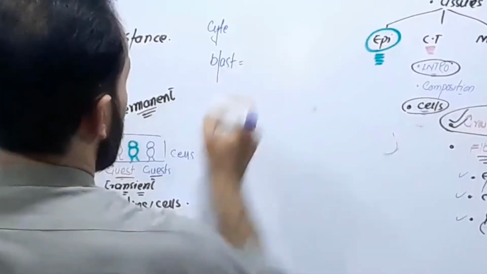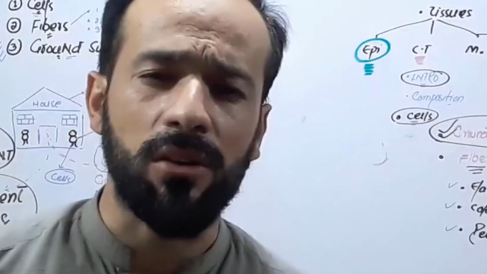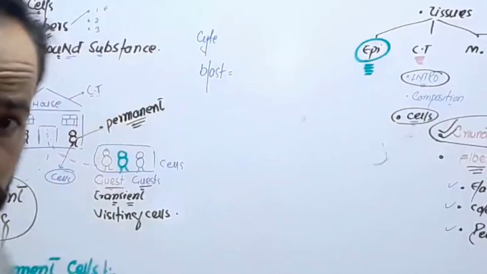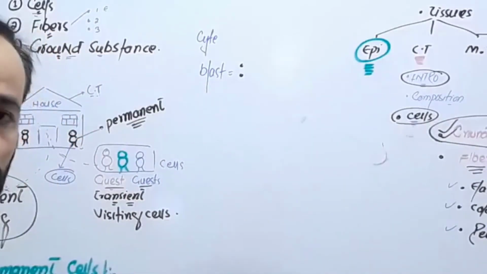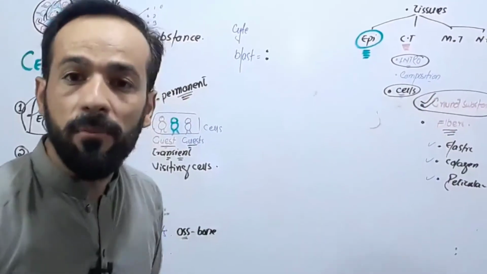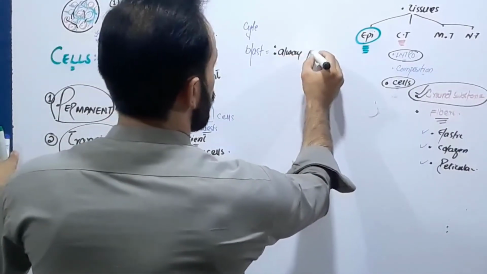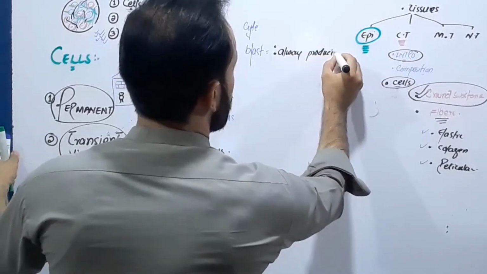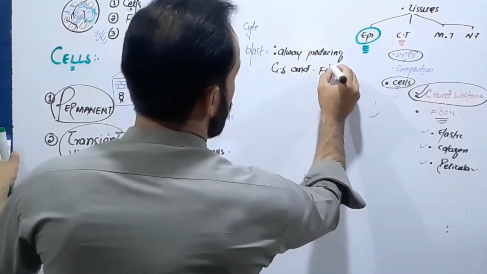Let me write here the difference between cyte and blast. That's so simple. Blasts are those cells which have the capability of producing lots of fibers and ground substance, right? Look carefully. They are the cells which are always blasting, which are always producing something, which are always producing ground substance and fibers of connective tissue. So they are always producing what? Always producing ground substance and fibers.